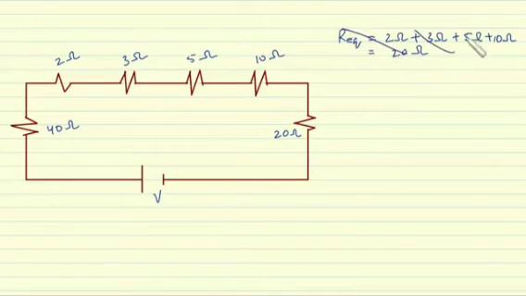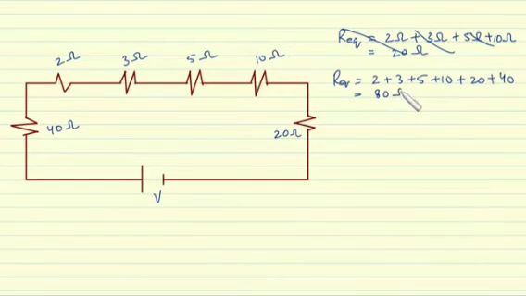So let me cut out this one. The new equivalent resistance will be 2 ohm plus 3 ohm plus 5 ohm plus 10 ohm plus 20 ohm plus 40 ohm. And the final answer will be 3 plus 2 is 5, 5 plus 5 is 10, 10 plus 10 is 20, 20 plus 20 is 40, 40 plus 40 is 80, 80 ohm.